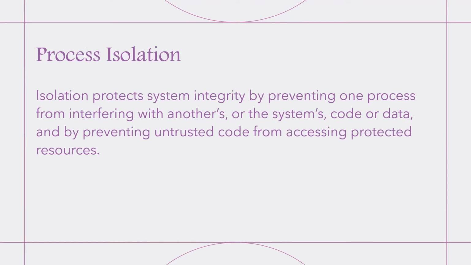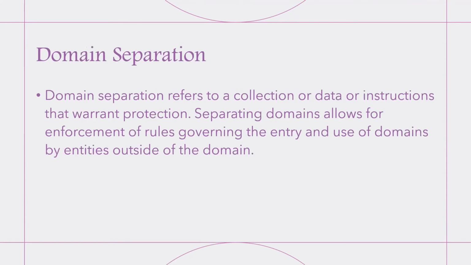Process isolation protects system integrity by preventing one process from interfering with another's, or the system's code or data, and also prevents untrusted code from accessing protected resources. Domain separation refers to a collection of data or instructions that warrant protection. Separating domains allows for enforcement of rules governing the entry and use of domains by entities outside the domain.